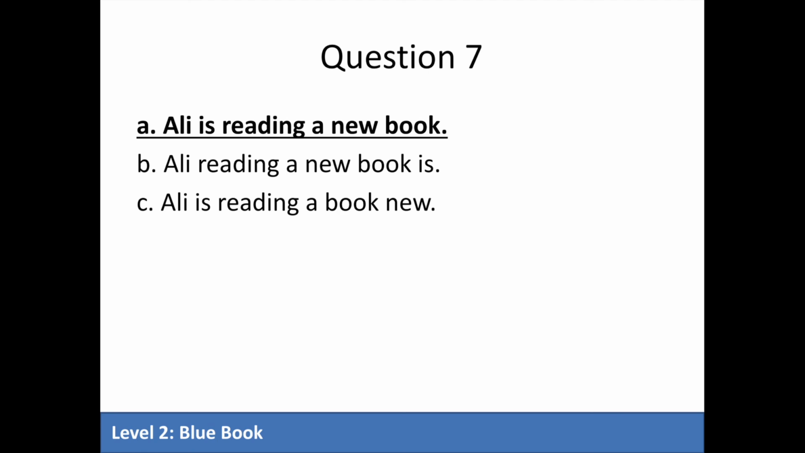Question 7. Ali is reading a new book. Looking at our sentence, again, we have the subject, Ali, followed by the be verb, is, reading a new book: article, adjective, noun.